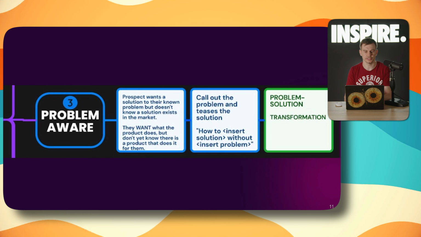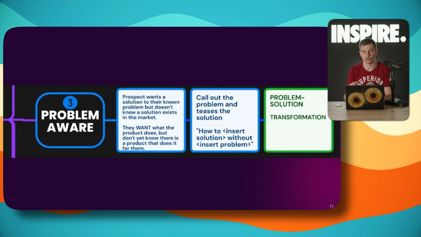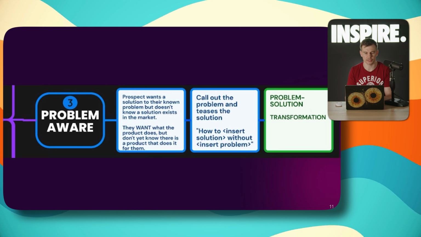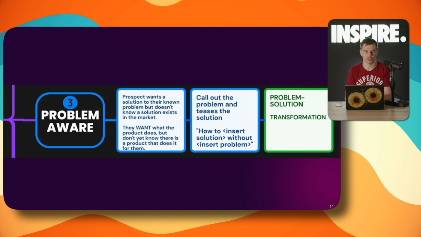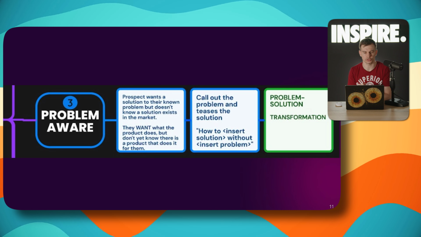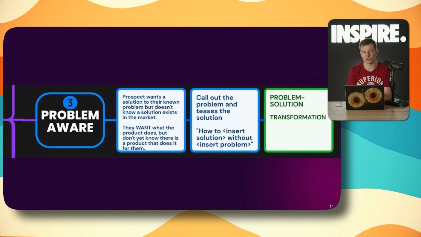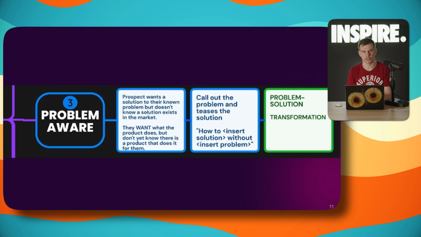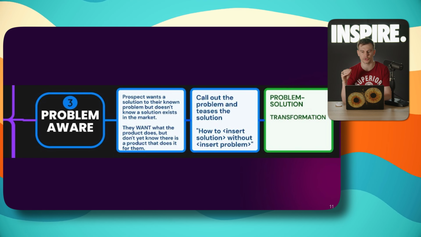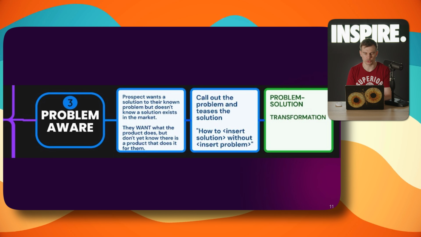Then problem aware. These are people that want a solution to their problem, but they don't know a solution already exists. They want a product that does something, but they don't know what the product is or what it can do for them. So here we want to call out the problem and tease the solution. We want to showcase the problem and solution. This is where you can use before and afters, or showcase transformation. So here you can say how to get rid of a neck hump without pain, or without, I don't know what's even bothering these people.